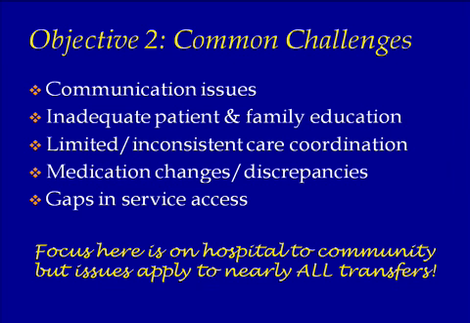So when we think about the types of transitions that might occur from home to hospital, back to a nursing home or assisted living, the idea here is that there are lots of challenges. And when we think about those challenges, there are some basic and common themes: communication, lack of education, inconsistent coordination, lots of problems related to medication reconciliation, and also gaps in service access.